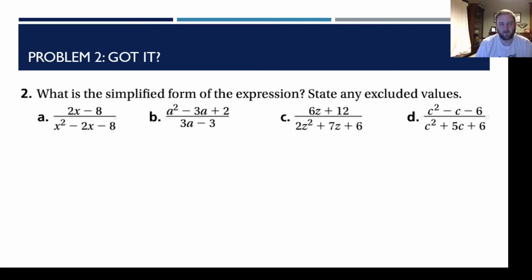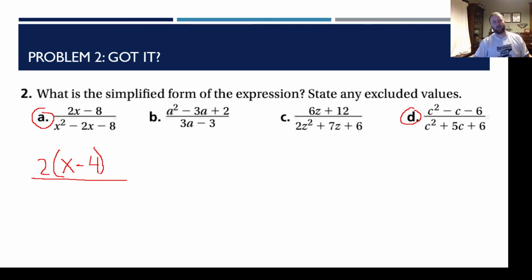All right, so again, I'm just going to go ahead and do A and D again just to save time. Okay, so A and D. So A, we've got 2x minus 8. Okay, so we can pull out a 2 from that and make it 2 times x minus 4 on top.